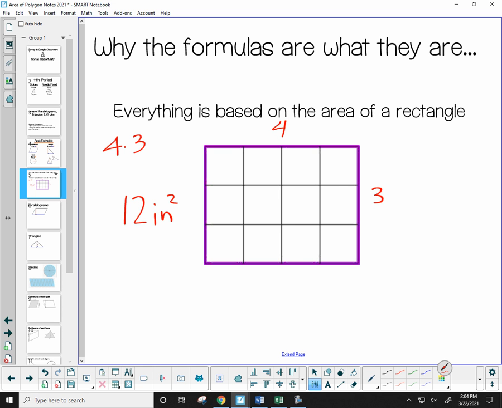In fact, you're just counting the blocks and you found a shortcut, right? Base times height will give you the area of this rectangle. It also just gives you a chance to count those much quicker. All right, so every shape that we find the area of is really based on a rectangle. So let's start with the parallelogram.